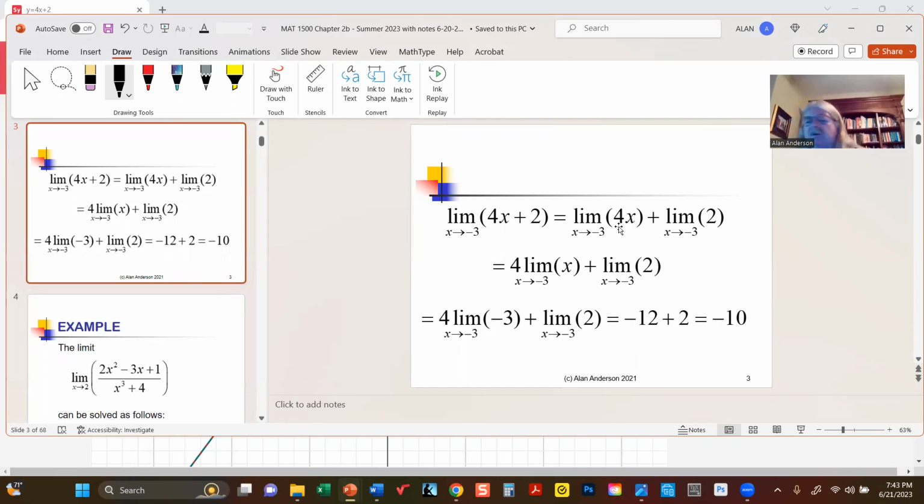You can see, for example, we turned it into the sum of limits, and then here I factored out the 4 before doing any substitutions. And here you can see that this is the limit of a constant, which is just equal to the constant.